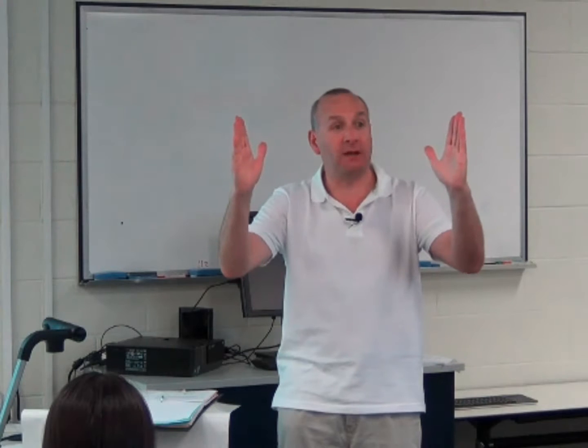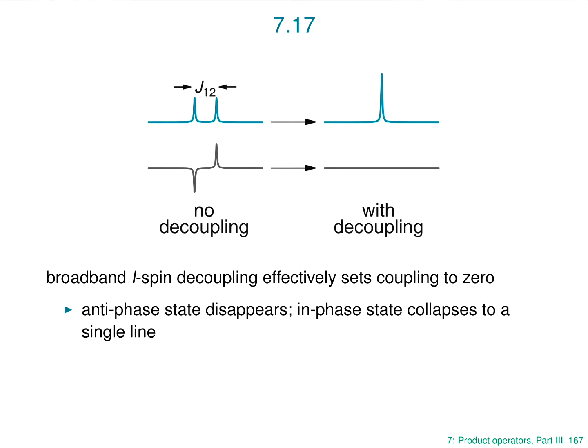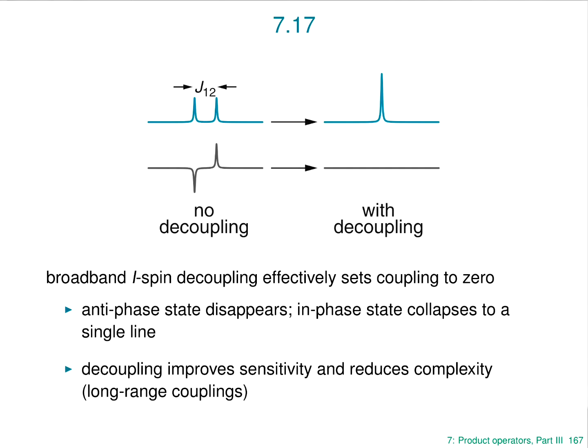So when you think about decoupling, you think that's basically the same thing as setting the J coupling to 0. So a doublet collapses to a singlet. But if you take an antiphase doublet and collapse it, I'm afraid it just disappears completely. So as is shown there, if you decouple an in-phase doublet, you get what you want. But if you decouple an antiphase doublet, it unfortunately goes away. So decoupling is a good idea. It'll improve the sensitivity and simplify the spectrum, but we can't do it when we've got an antiphase state.